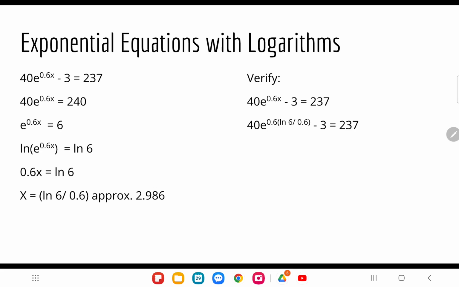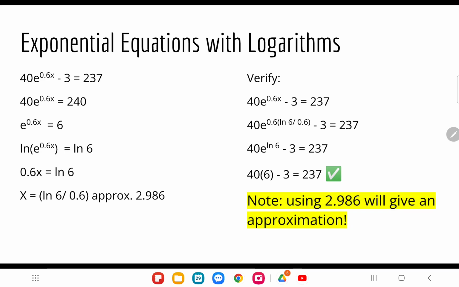Therefore, what I've done here is substitute the natural log of 6 divided by 0.6, and by the laws of logarithms, e to the natural log of 6 is actually equal to 6, so 40 times 6 minus 3 is going to be equal to 237. So if I use that rounded value of 2.986, it will give me an approximation. It will be very close to 237, but it will not be exactly equal to it.